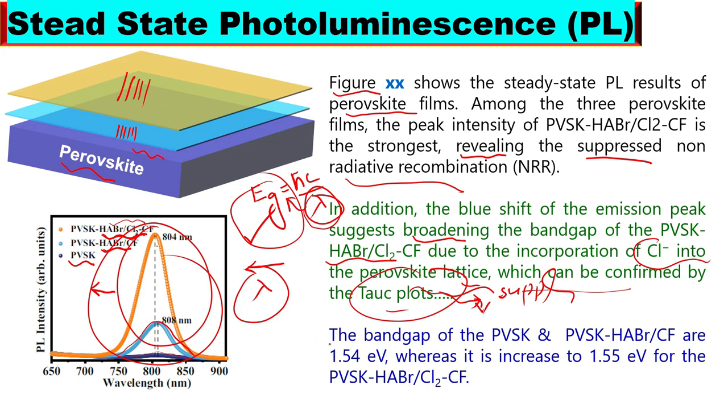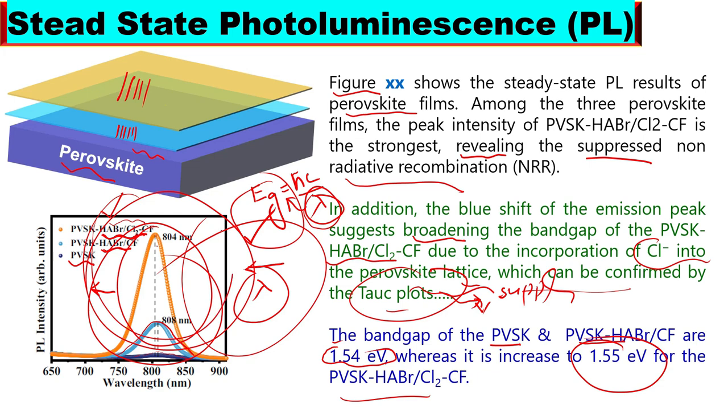Very good. Here we further mention that the band gap of the original perovskite and the second perovskite are the same, 1.54 electron volt, while it increases to 1.55 electron volt for this one because of this blue shift. So this is how we describe this information in a research paper.